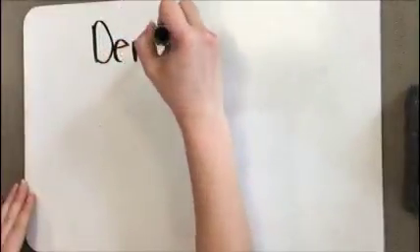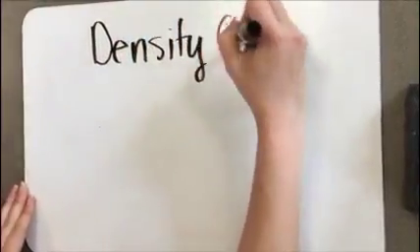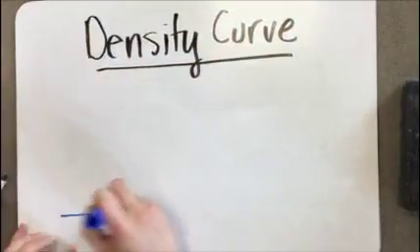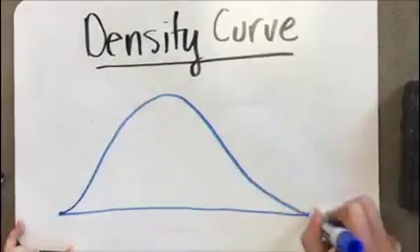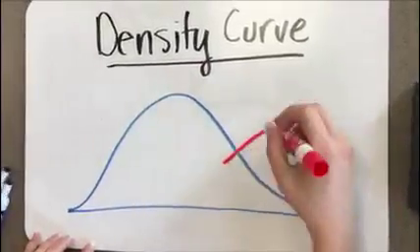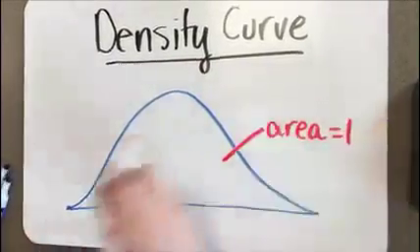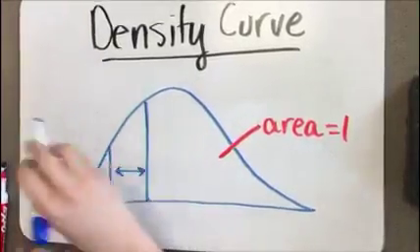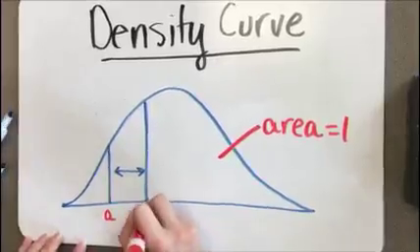A probability distribution is made up of all the possible values of a random variable and their probabilities. For every continuous random variable, there's a smooth curve called the density curve that describes its probability distribution. All density curves have an area of 1 underneath them. The probability of any individual value is 0, so we measure the probability that a given outcome will fall in an interval, which corresponds to the area under the curve.